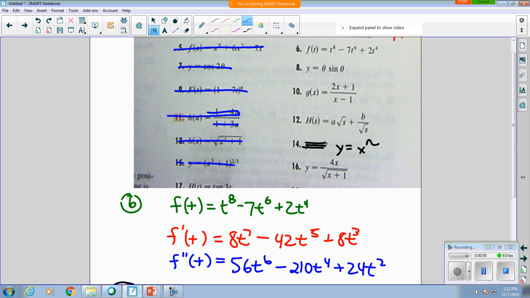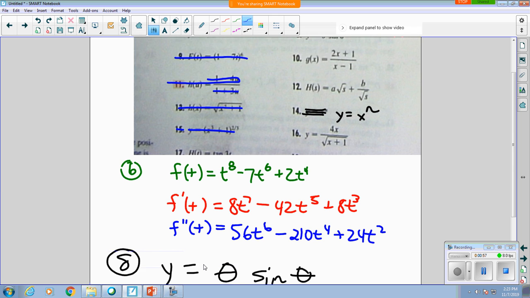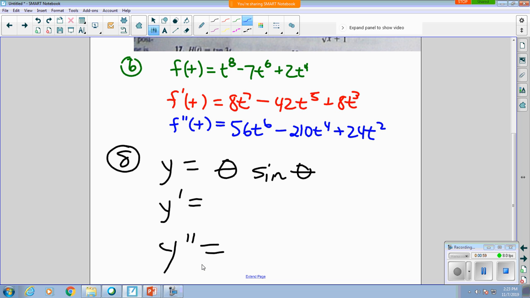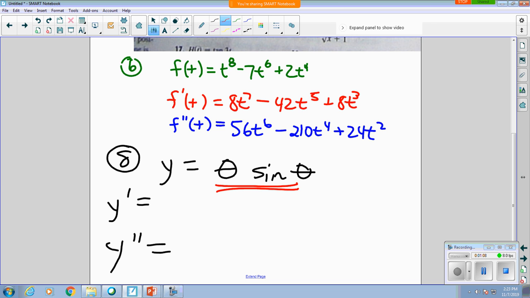Working on, we'll do number 8, which is theta times sine theta. This one's a little more complicated, because you've got to realize immediately the first derivative is going to have 2 terms, because we're taking the derivative with respect to theta. So I've got theta as the first factor, and sine theta as the second. The derivative of theta is 1, so sine theta, plus theta times the derivative of sine, which is cosine theta. So there's the first derivative.